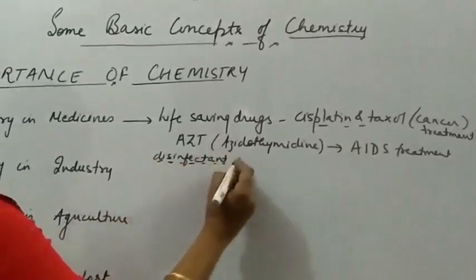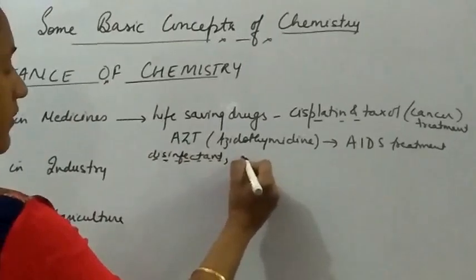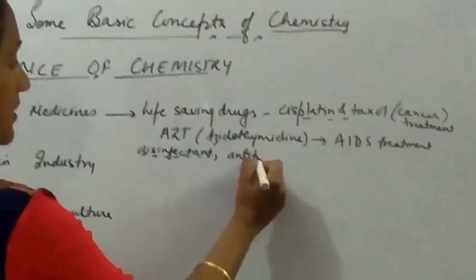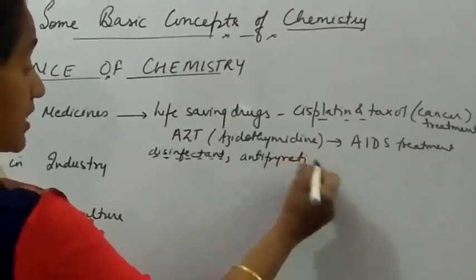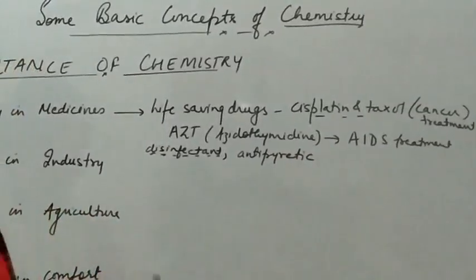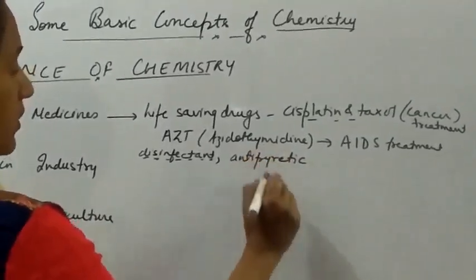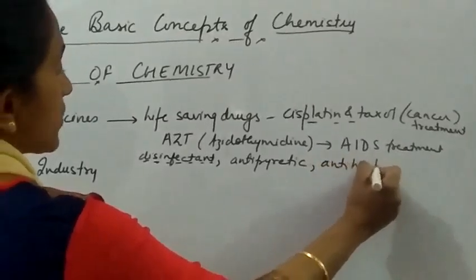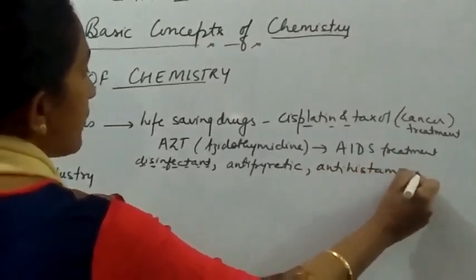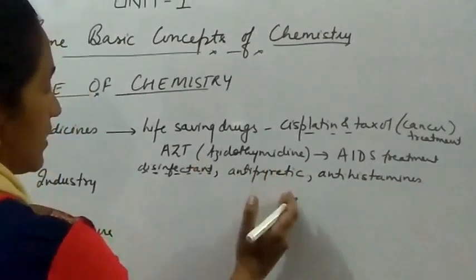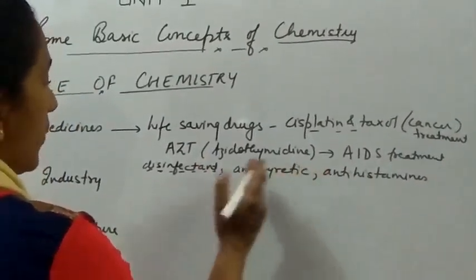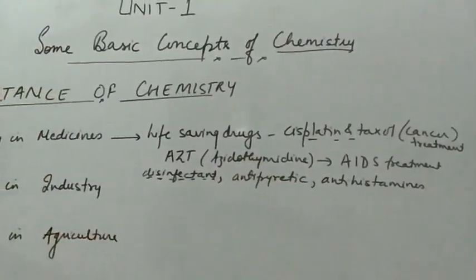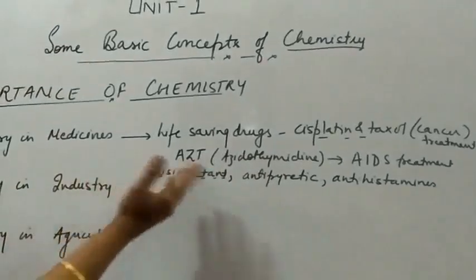So, disinfectants. Second, we have antipyretics. Whenever we are suffering from fever, we take antipyretics, which lower down the body temperature, right? When we are having some kind of allergies, we use antihistamines. So these are the different types of drugs or medicines which we take whenever we are ill, right? Now these are only a few examples.